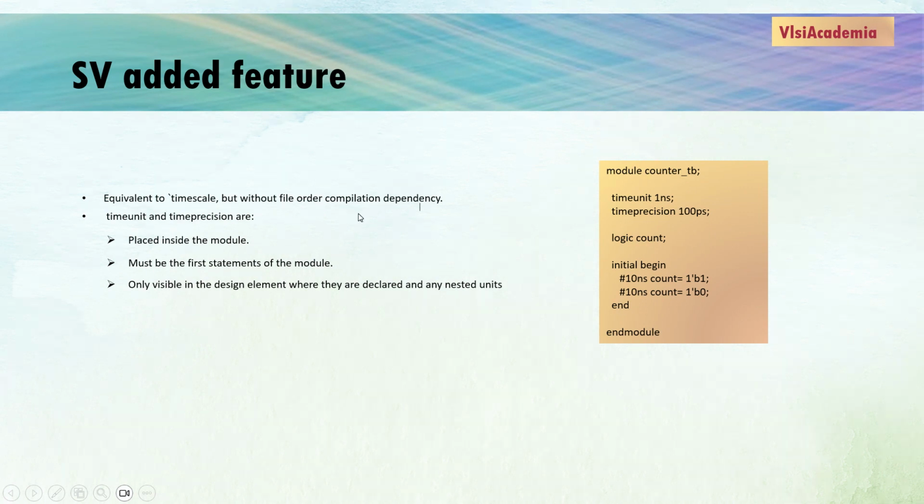First is that it is equivalent to timescale but without any file order compilation dependency, which is the advantage of using these time unit and time precision inside our module code. Now there are some rules. The first rule is that it should be placed inside the module. The second rule is that it must be the first statement of a module. These two rules, as you can see in the code, are properly met. There is one more thing: it's only visible in the design element where it is declared or any nested unit. So this time unit and time precision is only valid inside this particular module. Outside this module, whatever is defined using tick timescale will be considered. Now I assume that you might have understood this extra feature that is added in SystemVerilog and will be using it in your coding style.